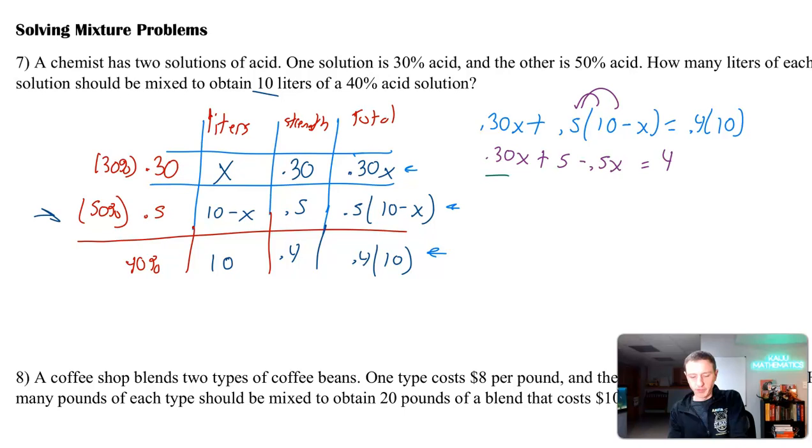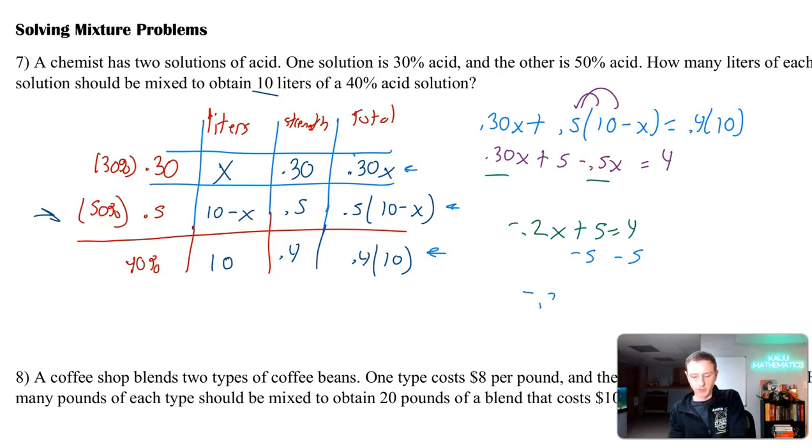And then I see 0.3 minus 0.5. So I'm going to go ahead and take care of that. Minus 3. Did I say minus 3? 0.3 minus 0.5. I'm not sure if that's what I said. Negative 0.2x plus 5 equal to 4. And then I also want to subtract 5 from here.